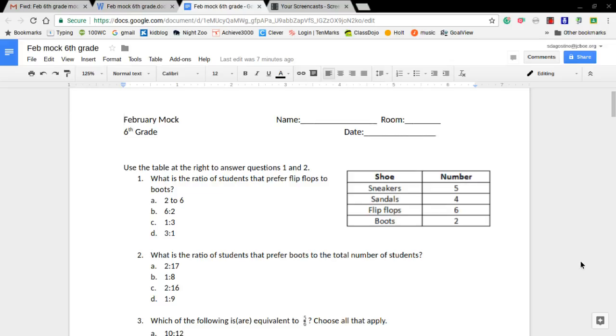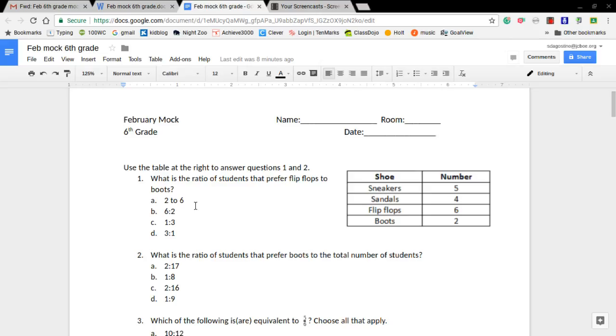Sixth grade February math mock exam. Use the table at the right to answer questions 1 and 2. Shoe, number. Sneakers, 5. Sandals, 4. Flip flops, 6. Boots, 2. What is the ratio of students that prefer flip flops to boots?